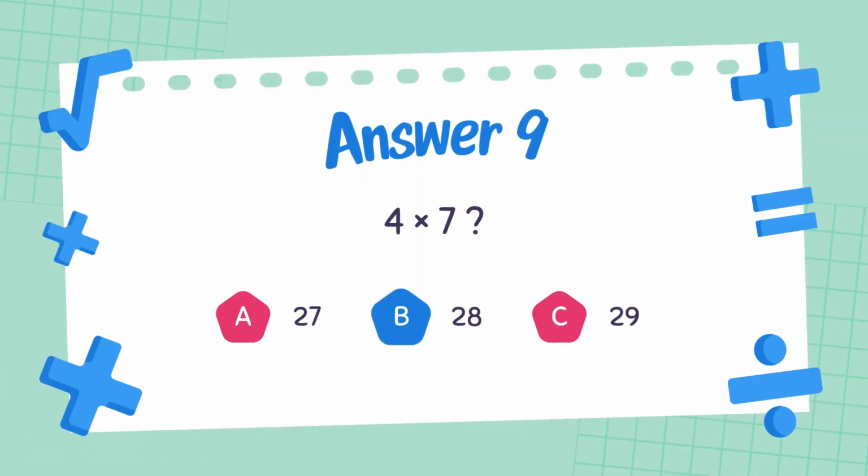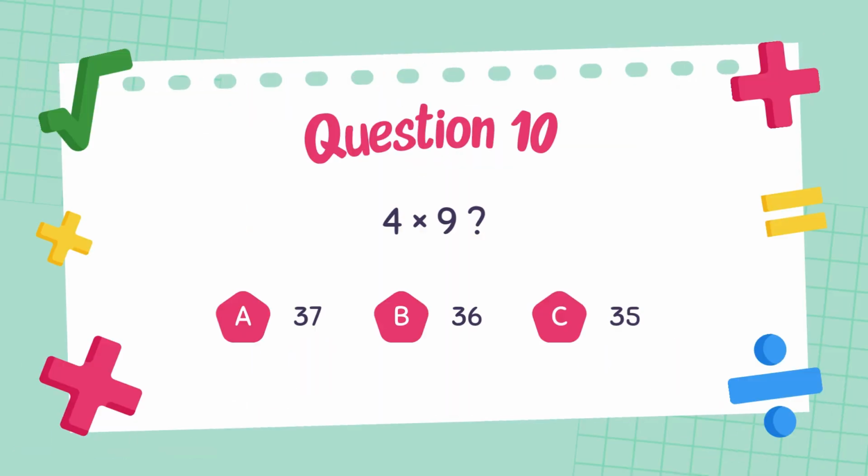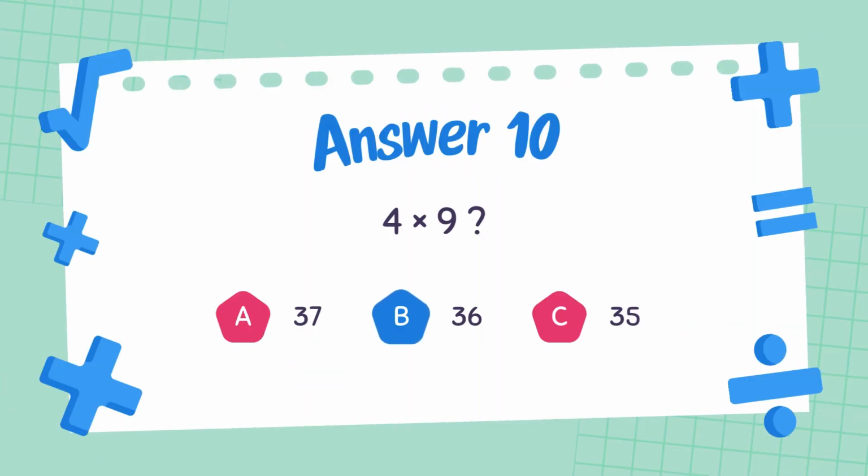Great work. Question 10. What is 4 times 9? Is it A, 37, B, 36, or C, 35? The answer is B, 36.